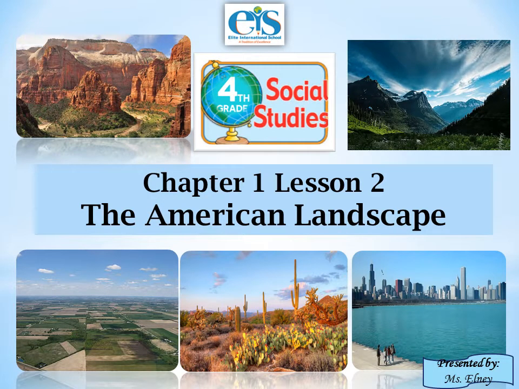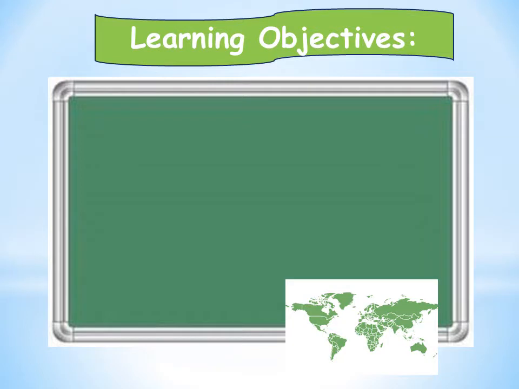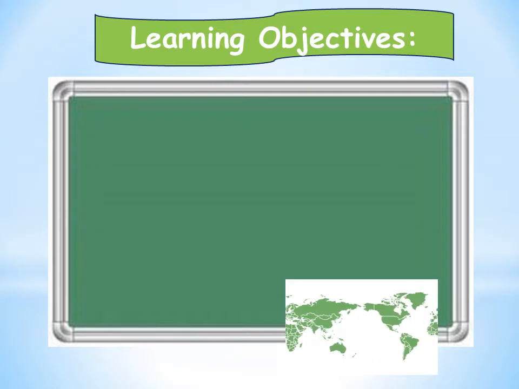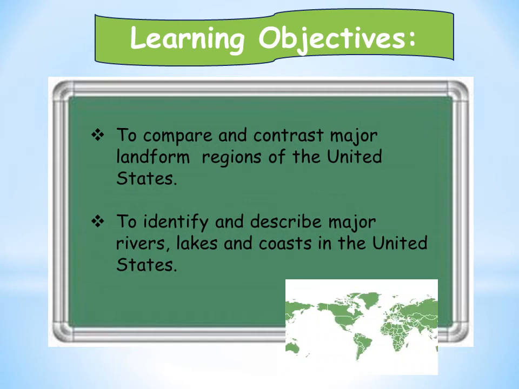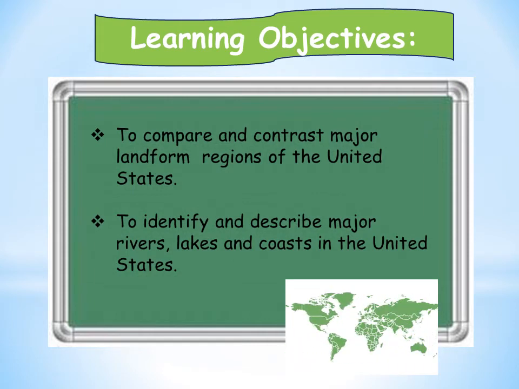And since you've already learned the location of the United States from the previous lesson, today we are going to explore the American landscape. Alright, so let's get started. Now, for the learning objectives of this lesson, number one, we're going to compare and contrast major landform regions of the United States. And number two, we're going to identify and describe major rivers, lakes, and coasts in the United States.